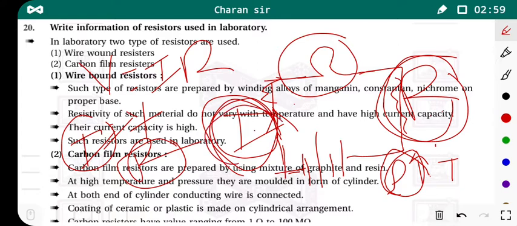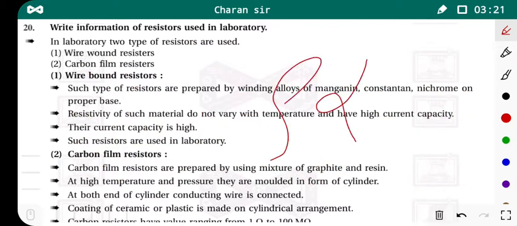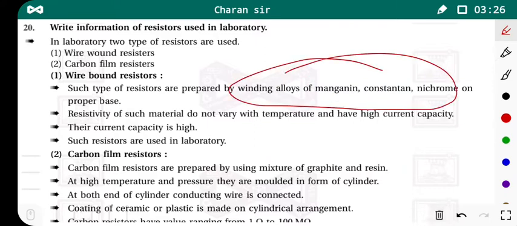If the current changes, the devices that we have connected in the circuit can be damaged. So we need the same current to flow through the circuit. For that reason, we use materials for making the resistors whose resistivity is independent of temperature. Because of that, this choice of materials is used for making the resistor.